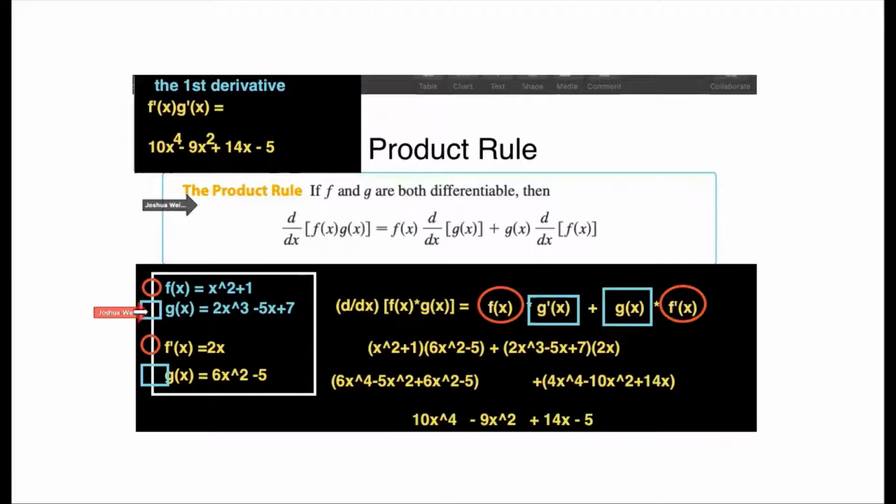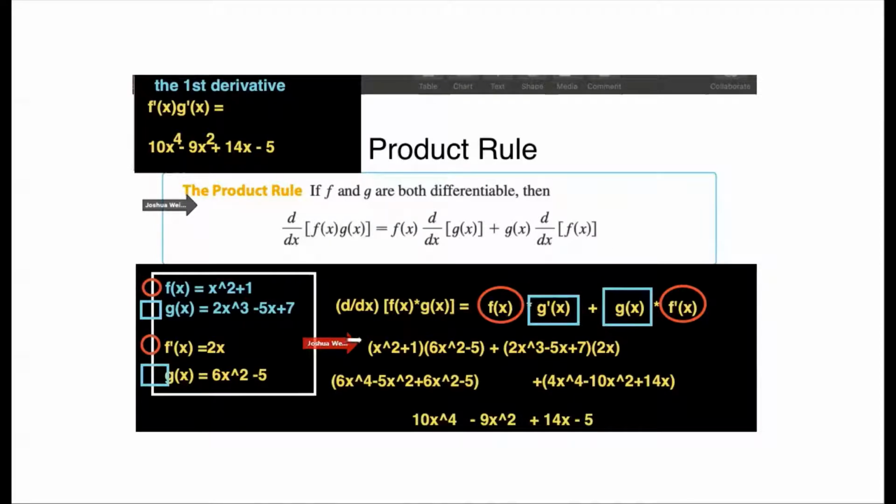It doesn't change the curvature of the graph. G of x is... 6x squared minus 5 is its derivative. So now we have the four elements that we're going to lock in place with the product rule, which was first times derivative of the second plus second times derivative of the first.